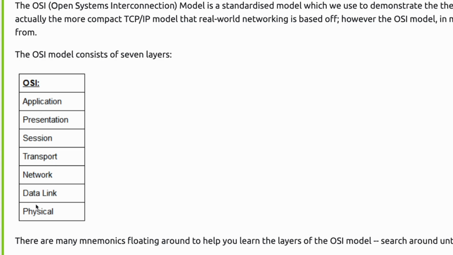Going from layer 1 all the way to the top, the acronym that helped me understand this is: please do not throw sausage pizza away. If you can remember that, you'll at least have the first letter of these things, and then you can remember what all of those things stand for. It goes from the physical layer to the data link layer, network, transport, session, presentation, and application.